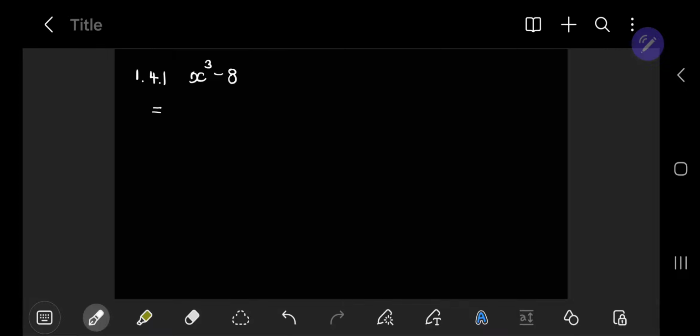So when it comes to factorizing difference of 2 cubes, we open up 2 brackets. Now bear in mind that one bracket is a binomial, the other bracket is a trinomial. To get the binomial, we cube root the first term. So we ask ourselves, what times itself 3 times gives you x cubed? Obviously it is x. And then we ask ourselves, what is the cube root of negative 8? Now that you can easily put on your calculator, and that is negative 2.